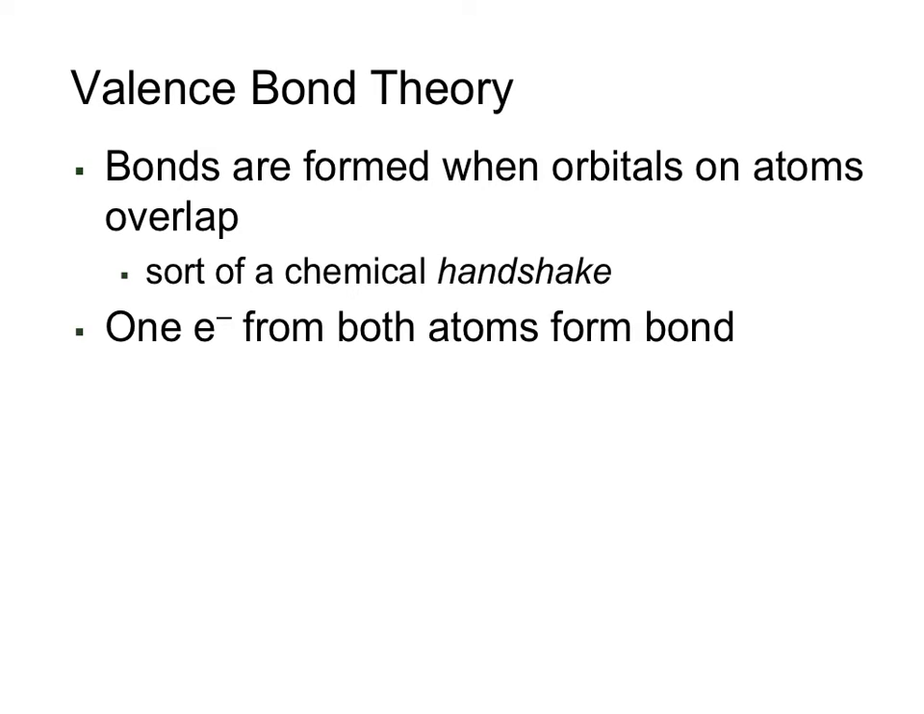In this video, we're going to explore in much more detail exactly how two atoms will come together in a bond. We're going to be looking at something we call valence bond theory and investigating what happens when the orbitals on certain atoms overlap in order to form these bonds.